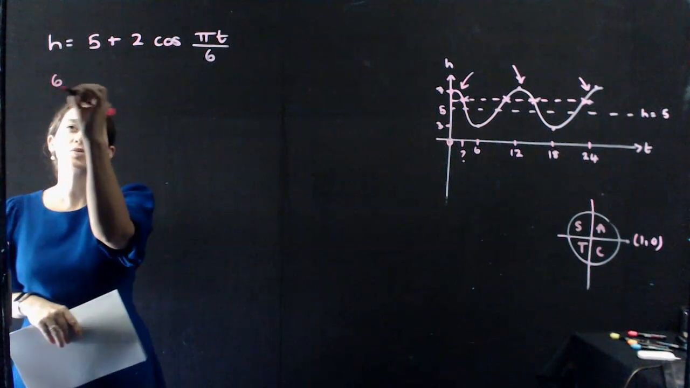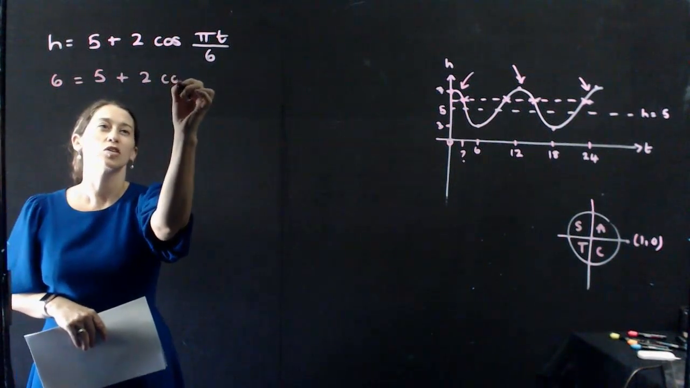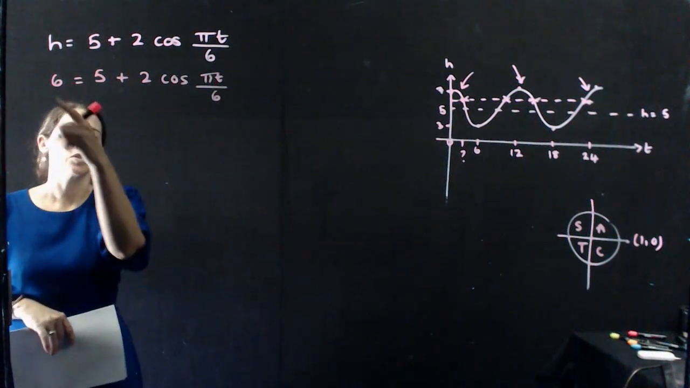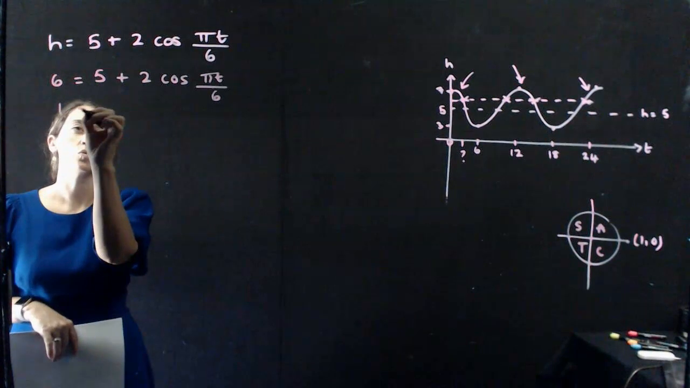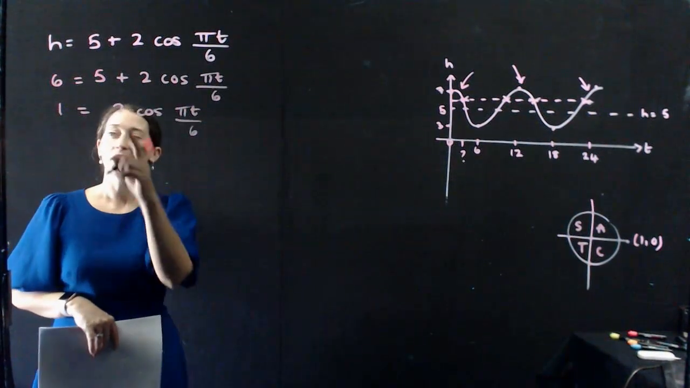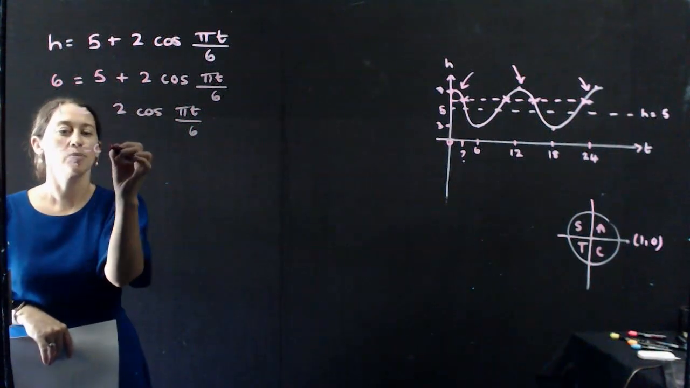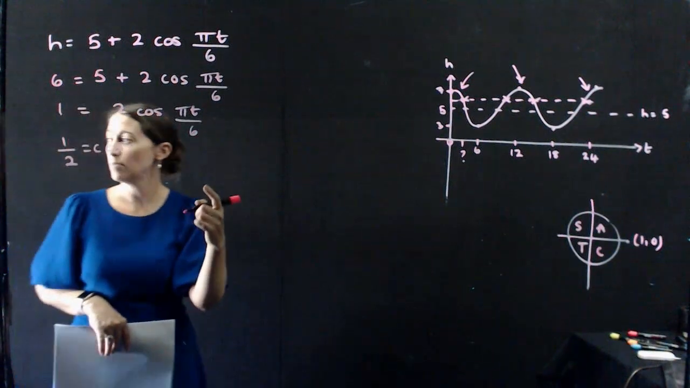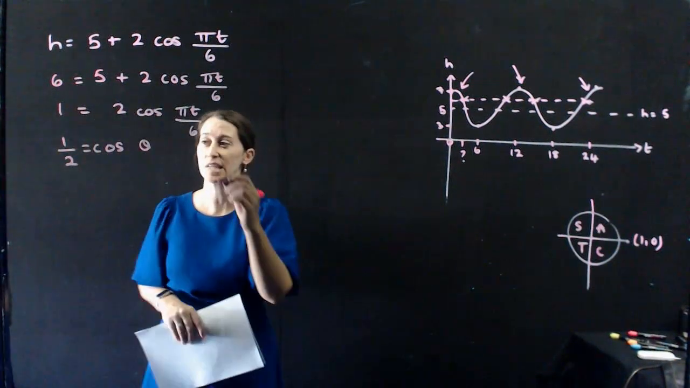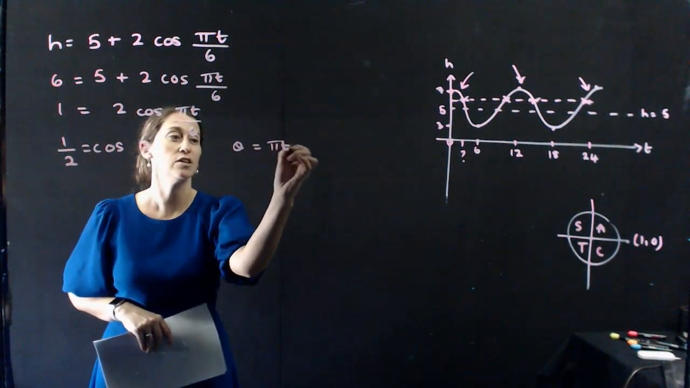So now what I'm going to do is solve it so that 6 is our height and work through the procedures of solving an equation to solve for t. So subtract 5 from 6 is 1 equals 2 cos pi t over 6. Now I'm going to divide by 2, I get 1/2. And I'm going to substitute pi t over 6 for theta again, because then I can do my solutions later on. So let's just say we let theta equal pi t over 6.